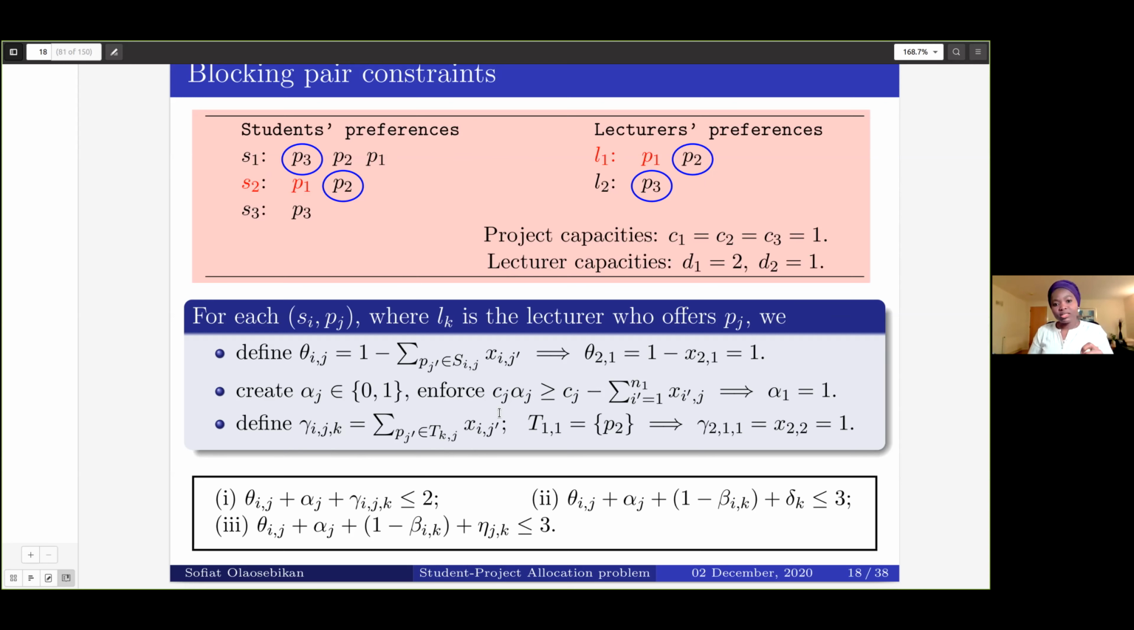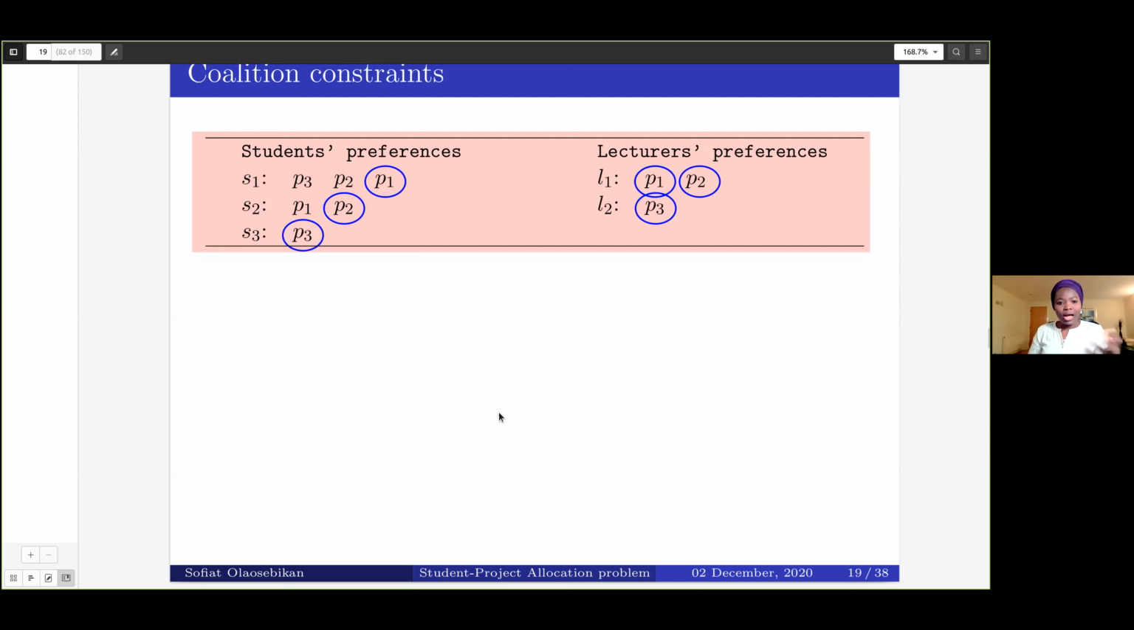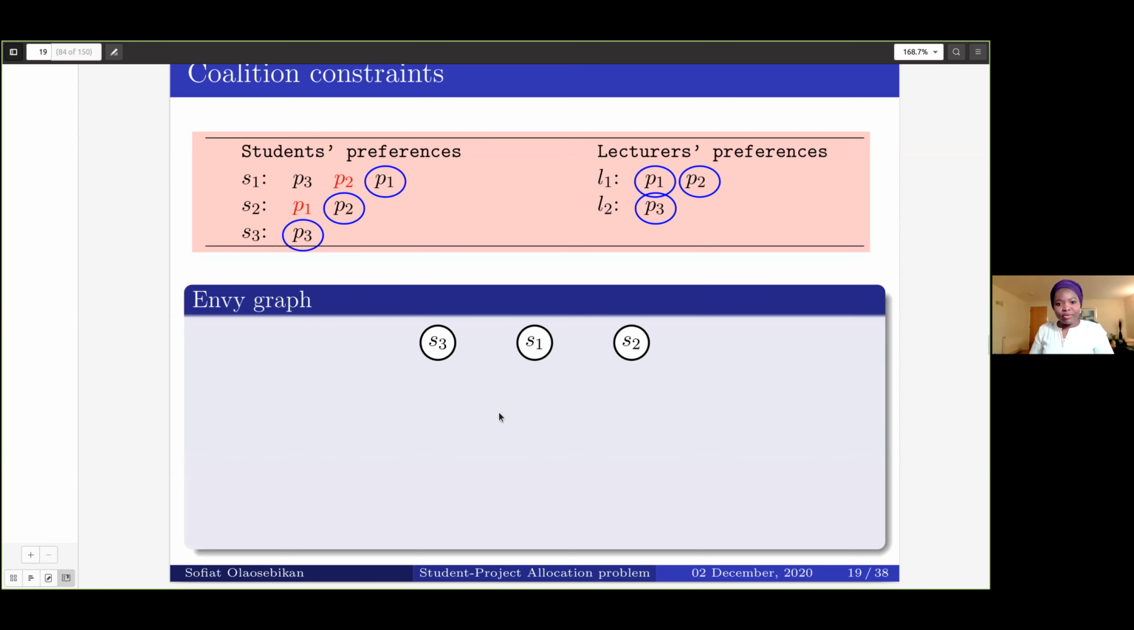And the next one is the coalition constraint. But how do we enforce constraint for coalition? We just use the nice model that the coalition has. So for instance, in this problem, we have 3 students, and let's start with student 1. So student 1 wants to go to P2. P2 is offered to S2, so that means student 1 envies S2. Similarly, student 1 wants to go to P3. So student 1 likes at least 2 projects to what she has been assigned.